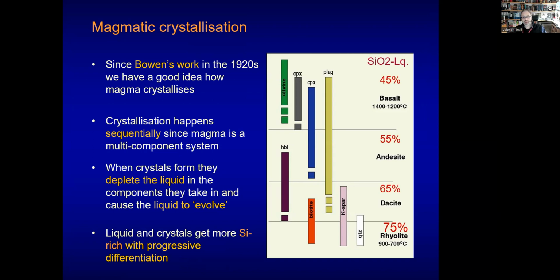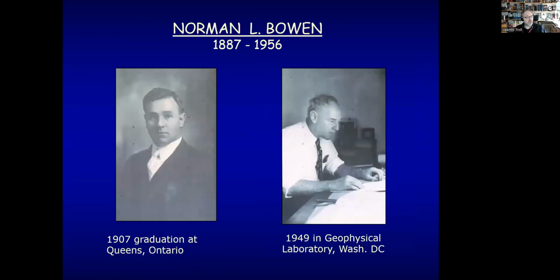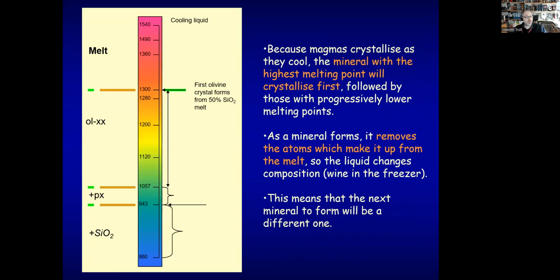Now, we must realize that these can actually form not in isolation, but also in sequence. And to create a sequence of rocks, we need to change some things. And this is where Norman L. Bowen was very instrumental. So here you see him as a young man on the left and as a more mature researcher on the right, where he worked in Washington at the geophysical laboratory. And he did a lot of experiments, as I said, and he realized when magma cools, then you make certain crystals first, and olivine is usually the first to form in a natural low silica magma.